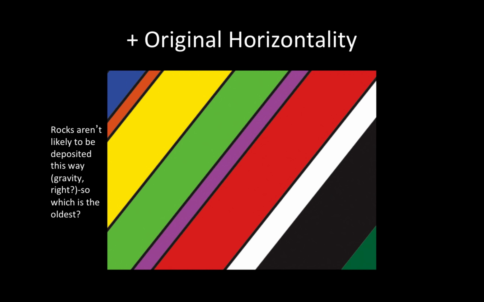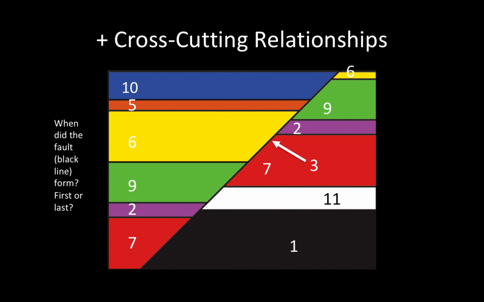Original horizontality. Rocks aren't likely to be deposited at angles. So which one is the oldest? So take a look at this. Which one is the oldest? Now, there's two options here. You could be thinking the one in the very bottom right-hand corner and the top left-hand corner. But if we're going to go with the simplest solution, which we should, it's going to be the one in the bottom right-hand corner, the green one. All right, so I didn't put an arrow there, but that little dark green one at the bottom right-hand corner.